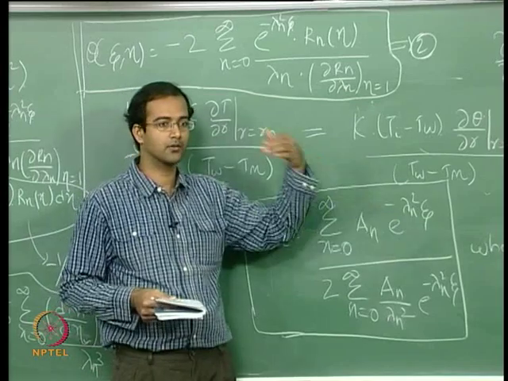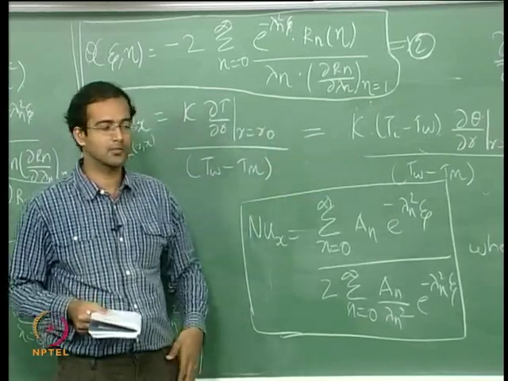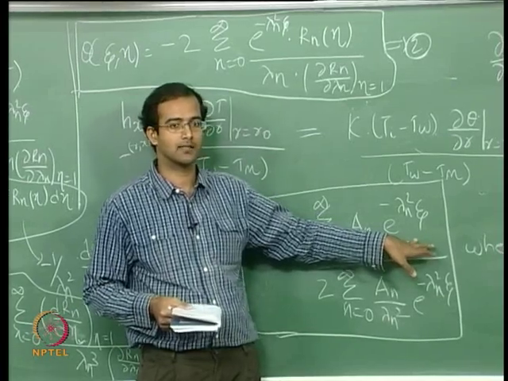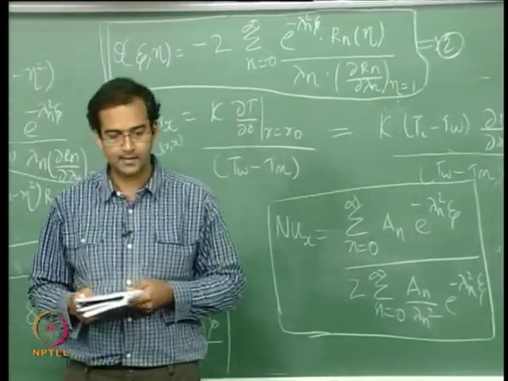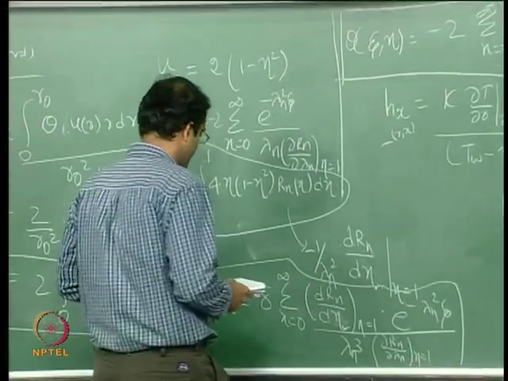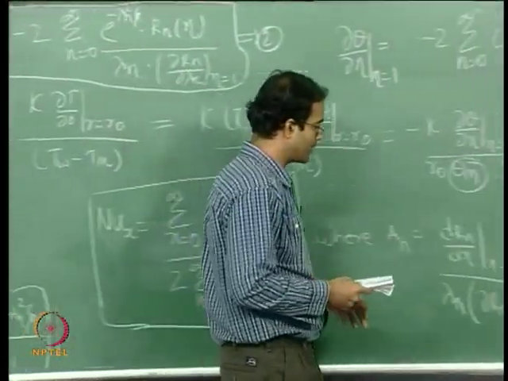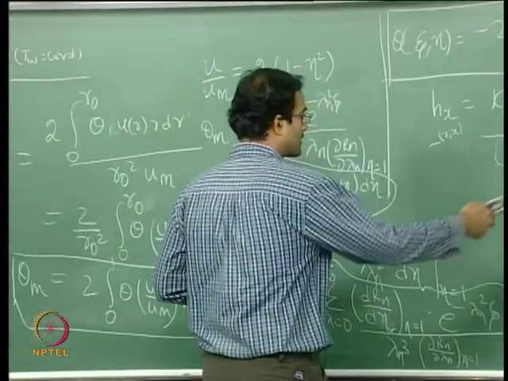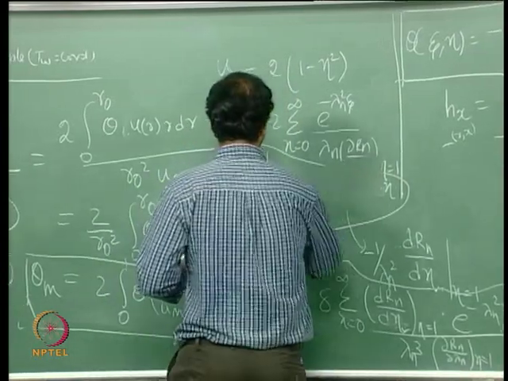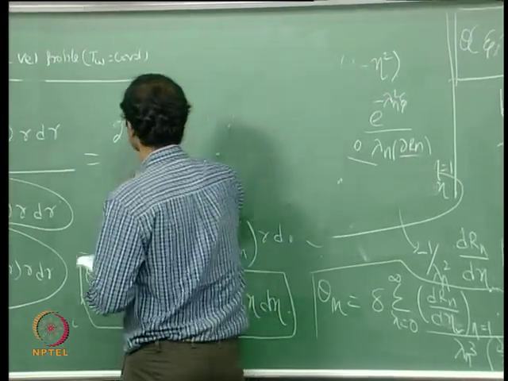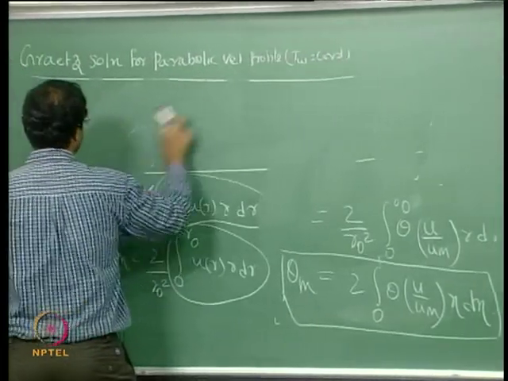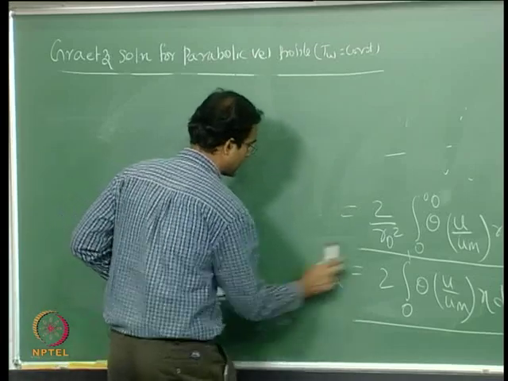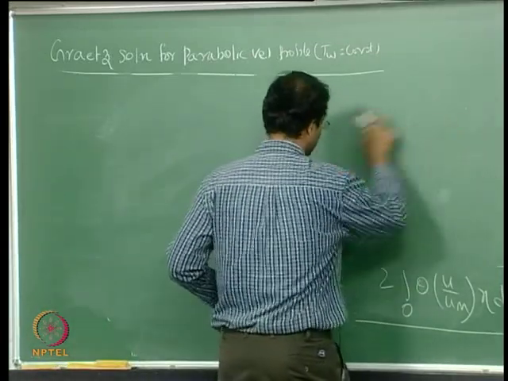Once I know the axial location where I need it, my Nusselt number is now only a function of my non-dimensional axial location. So what Sellars did, if you look at that particular paper which I posted, he did it numerically and he has predetermined the values of all these constants and tabulated them. So I am just going to give only the final values. Tabulated by Sellars.